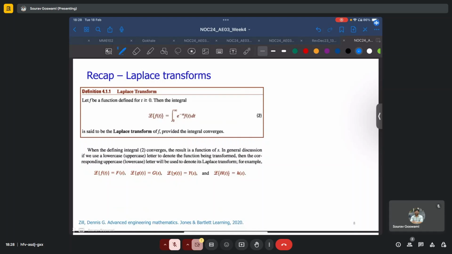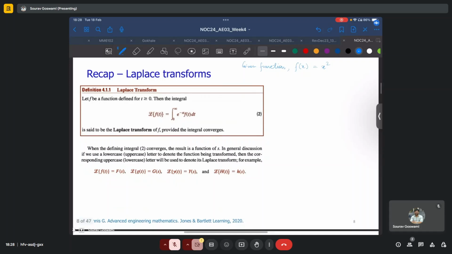Okay, now let us talk about Laplace transforms. The idea of transforms might appear alien, but we have been dealing with it for quite a long time, and let us understand it like this. Say we have been given some function, f(x) equals x square. Now x square, as we can see, is a quadratic polynomial.